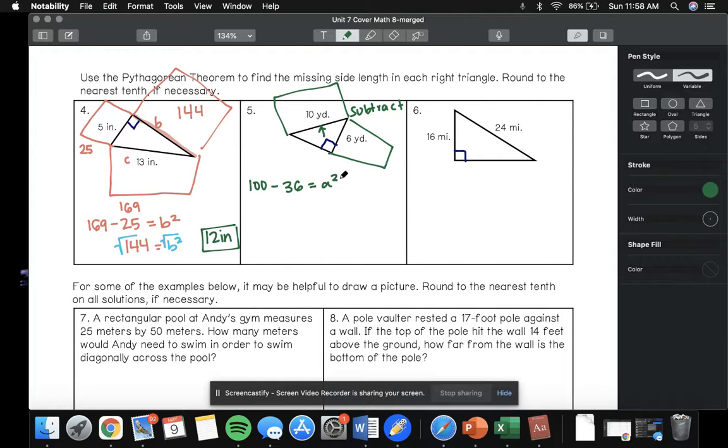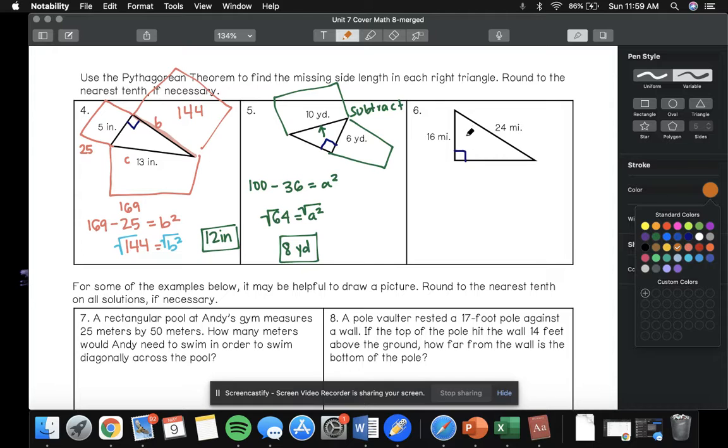So I'm going to do 100 minus 36, and I get 64. And that equals one of my legs squared. That's the area of it. But I want to figure out what one side is, and the square root of 64 is 8. So this missing side is 8 yards.